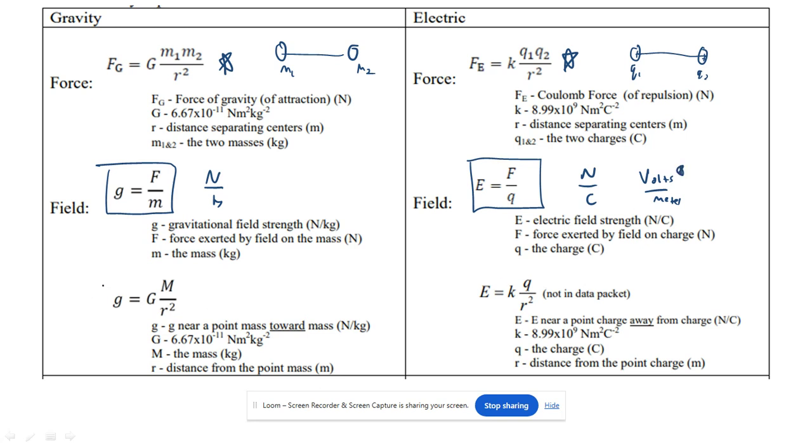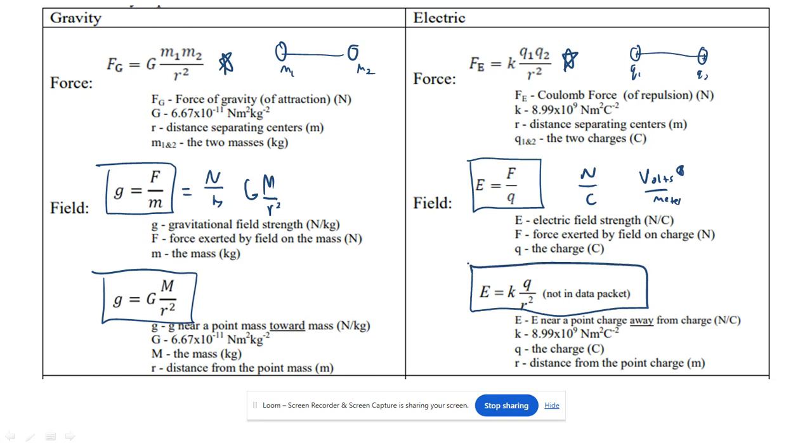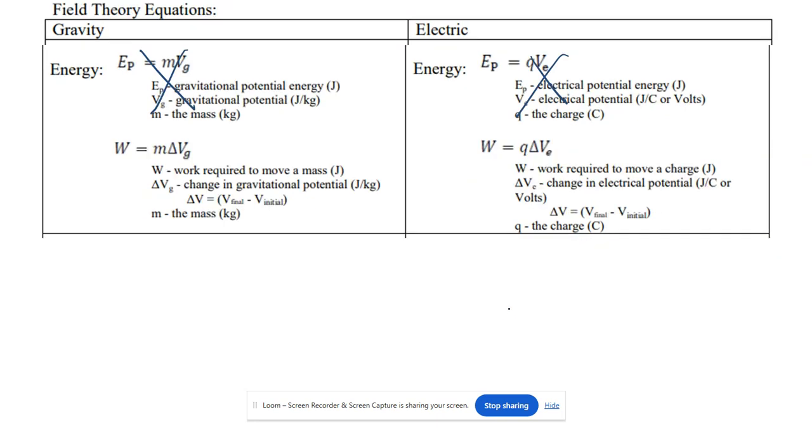All right, and then here is the formula for gravity. They have it in the packet like this: G big M over R squared. This guy is not in the data packet. It wasn't in the previous ones, and not in this one. They don't love you. But just remember, you're smart. You can see this formula, so you know the other one's got to be this. Instead of M, it's Q. Instead of G, it's K. Same exact thing.